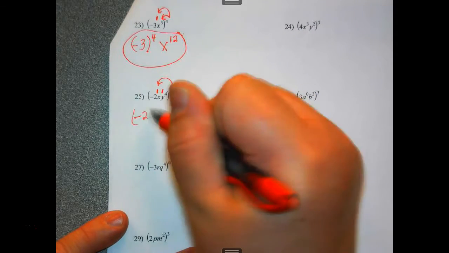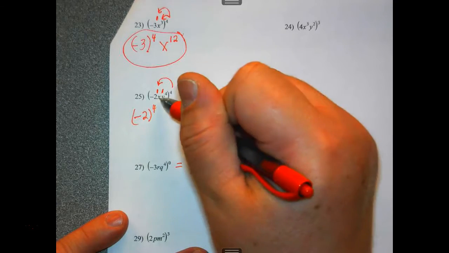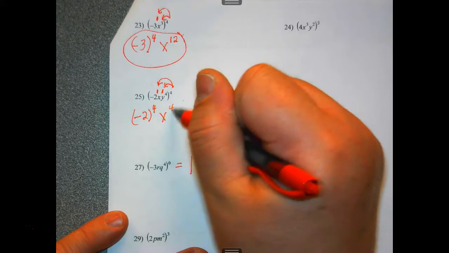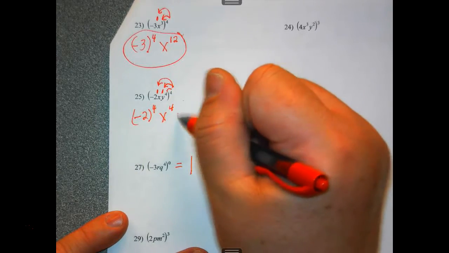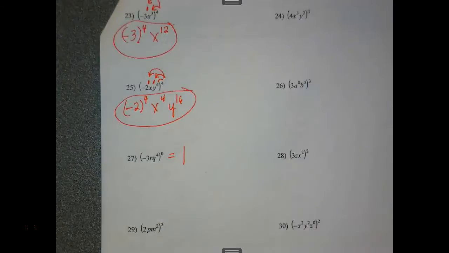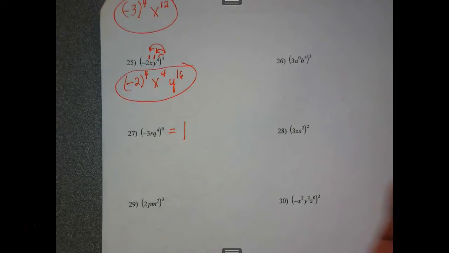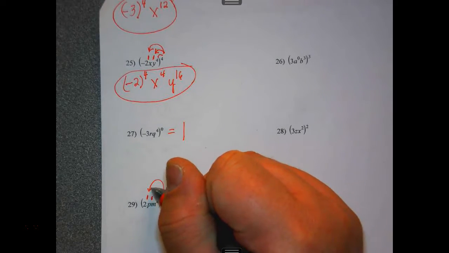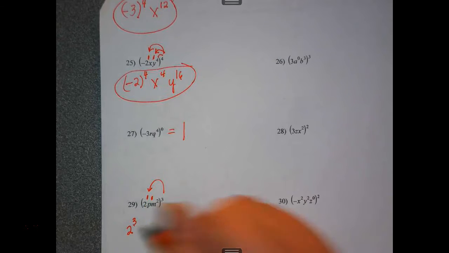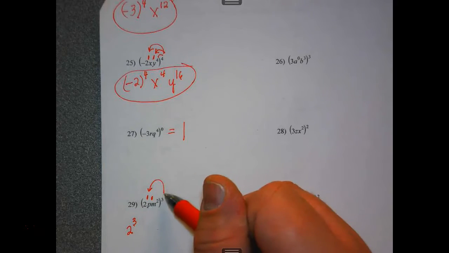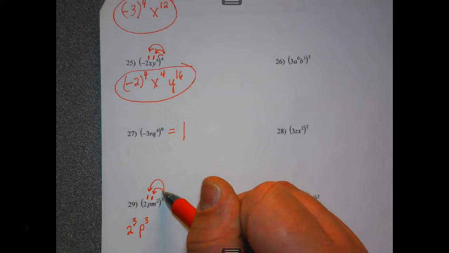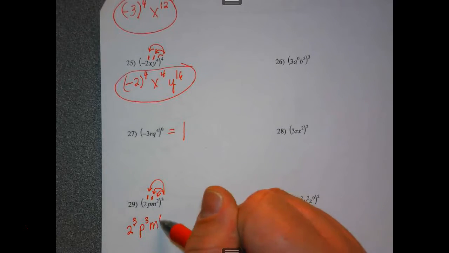-2 to the 1 times 4 is 4. x to the 1 times 4 is 4. y to the 4 times 4 is 16. And 29. 2 to the 1 times 3 is 3. p to the 1 times 3 is 3. m to the 2 times 3 is 6.